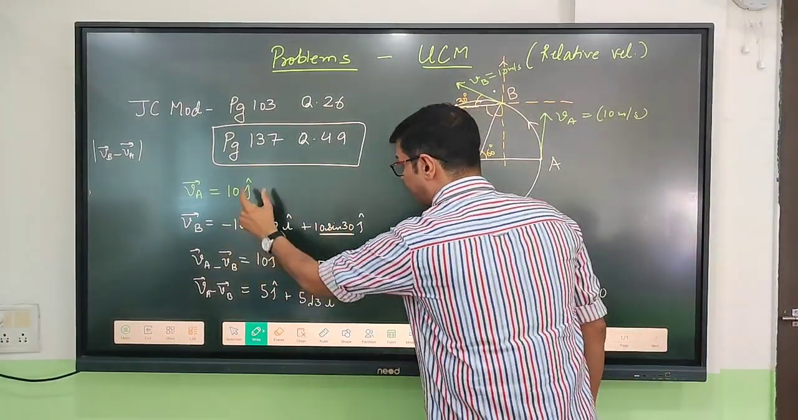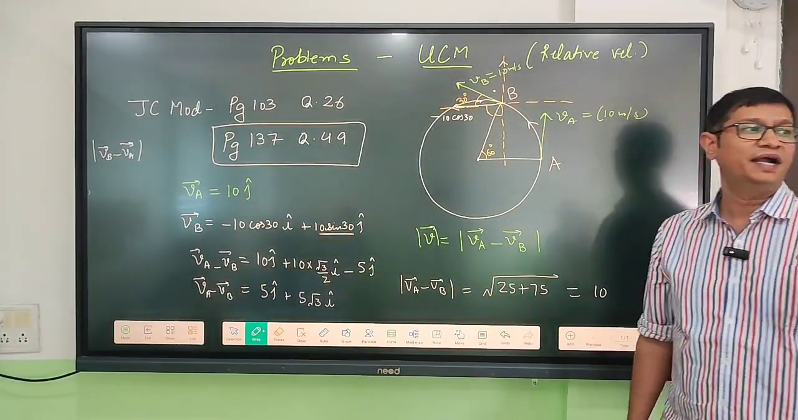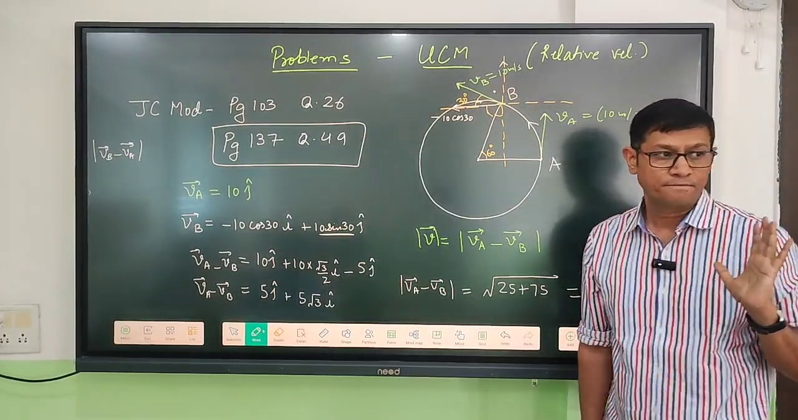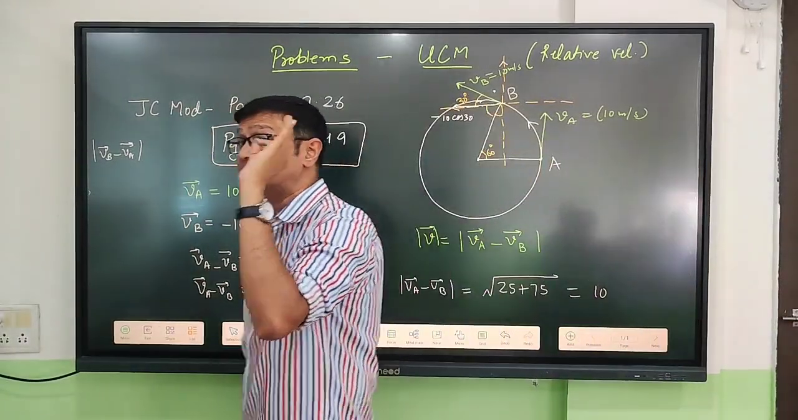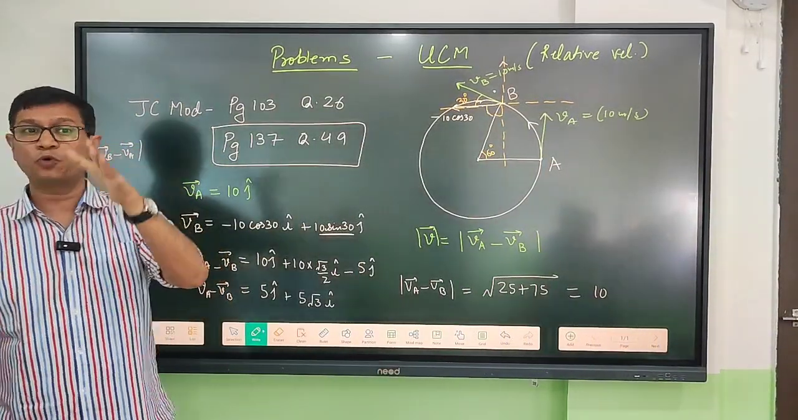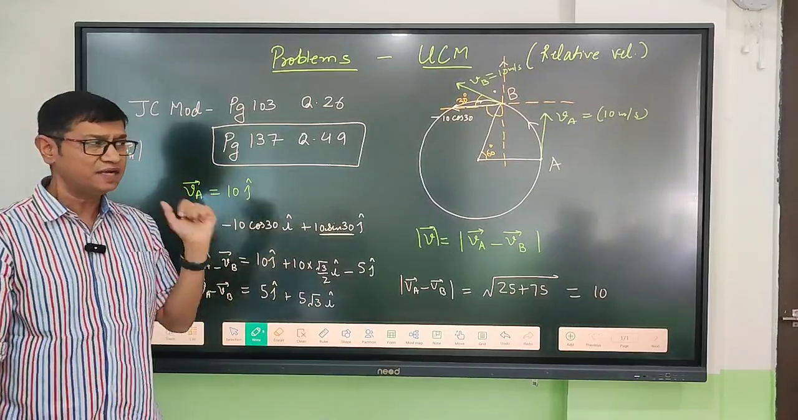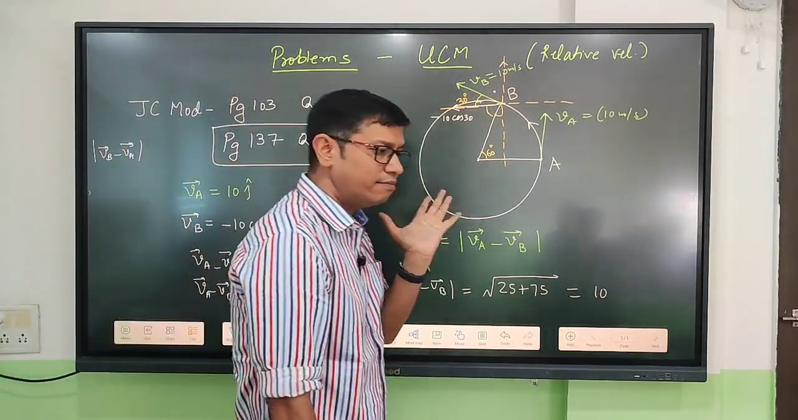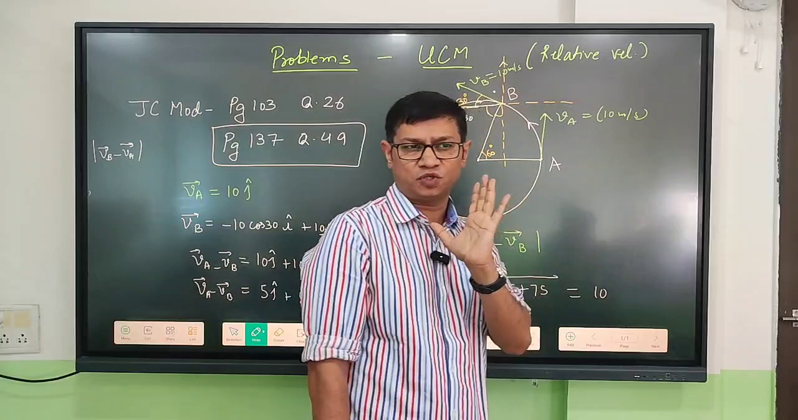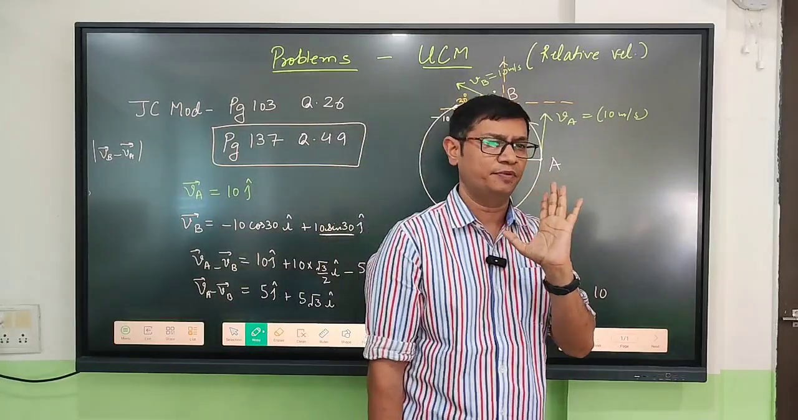Stick to this approach, right? VA and VB in IJ form and do VA minus VB. That's the best and cleanest and safest approach, and this will be the quickest. Sometimes the formula A square plus B square plus 2AB cos theta may help you.